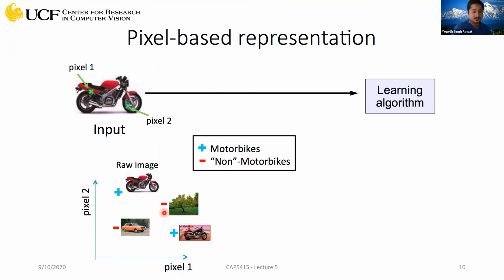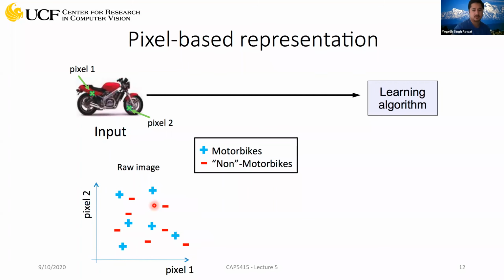Now again, these are just 4 samples. What if we have a lot of other samples? We might have something like this. Now the boundary becomes very complicated. And as you add more points, it's going to be more complicated. So what's the issue here?